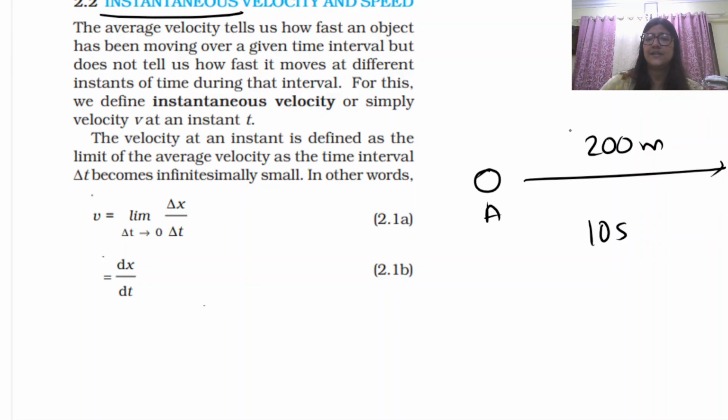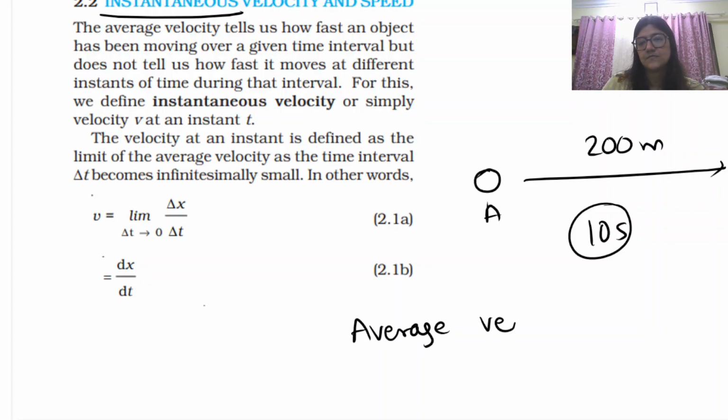200 meters, this is the entire distance from this point to this point. This distance is 200 meters and it's covered in 10 seconds. Now, what does average velocity mean? Average velocity is just taking the total distance upon time, right?